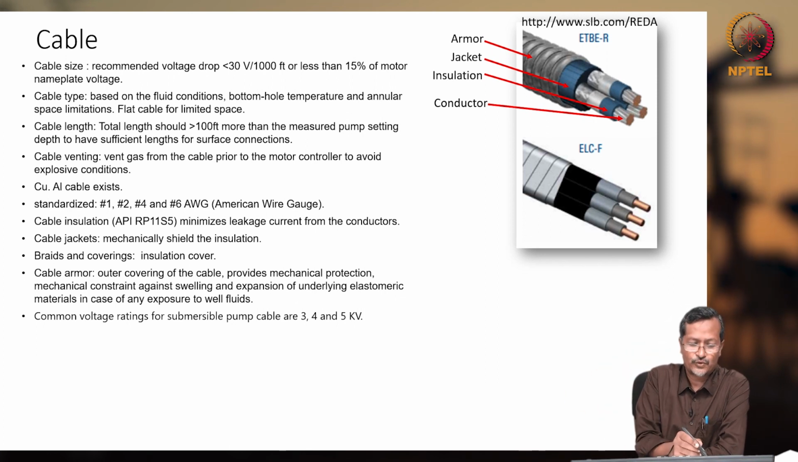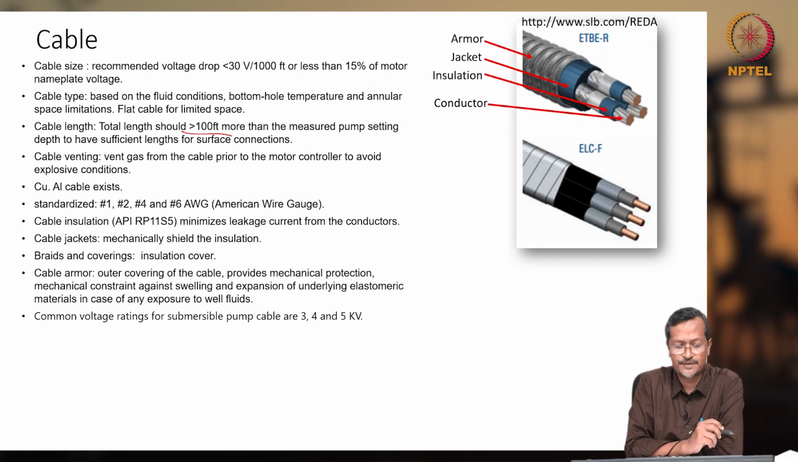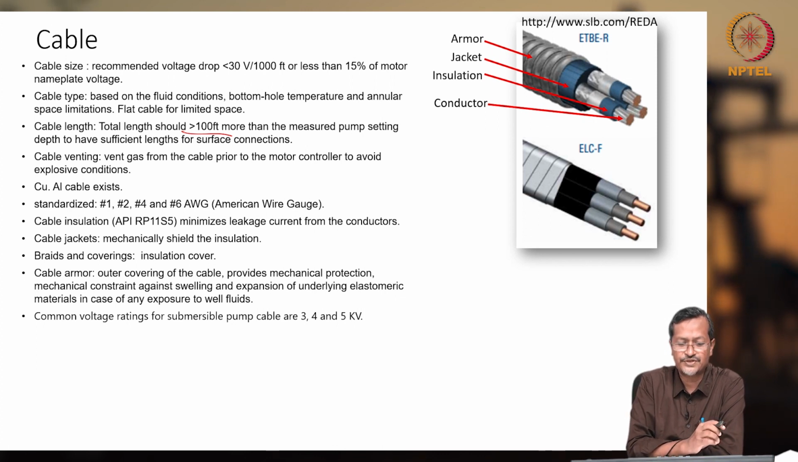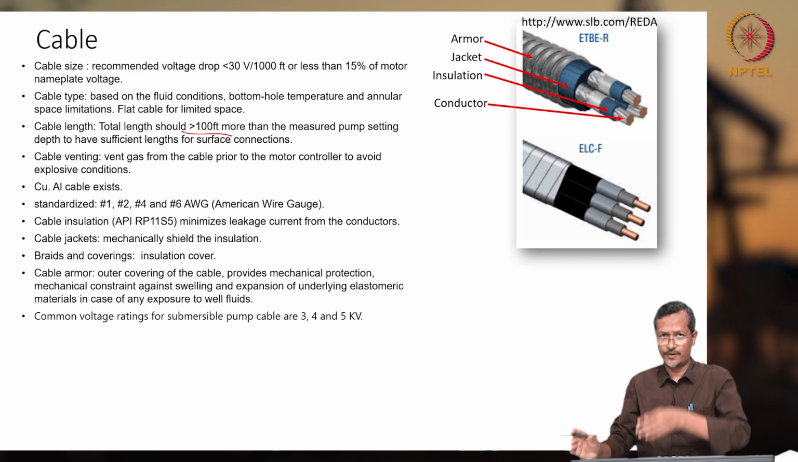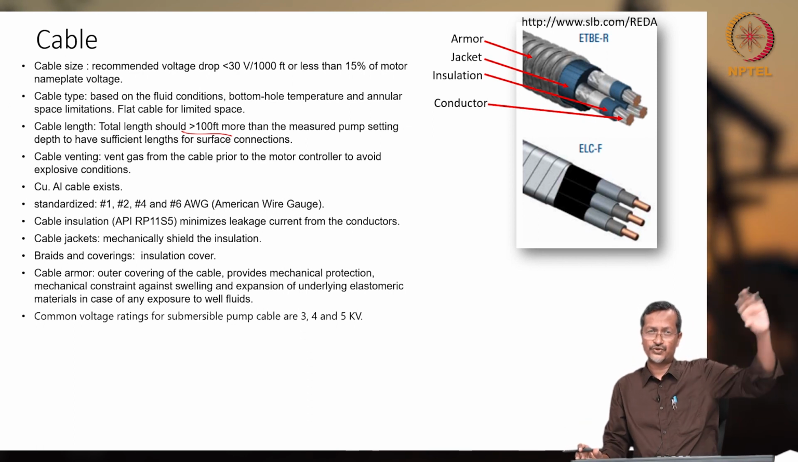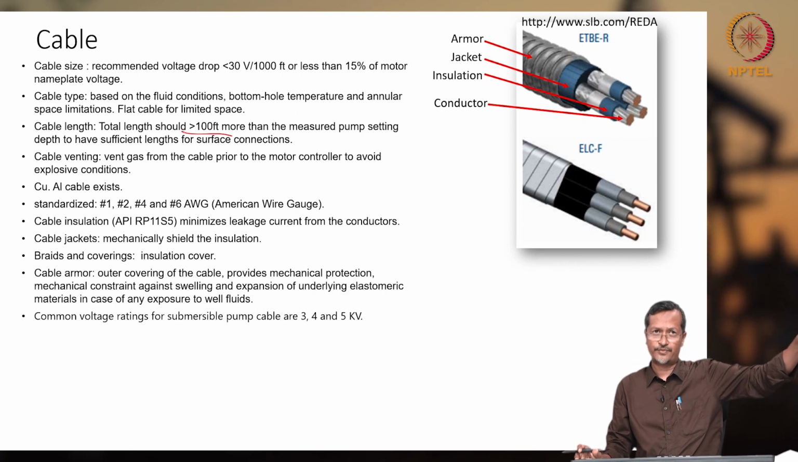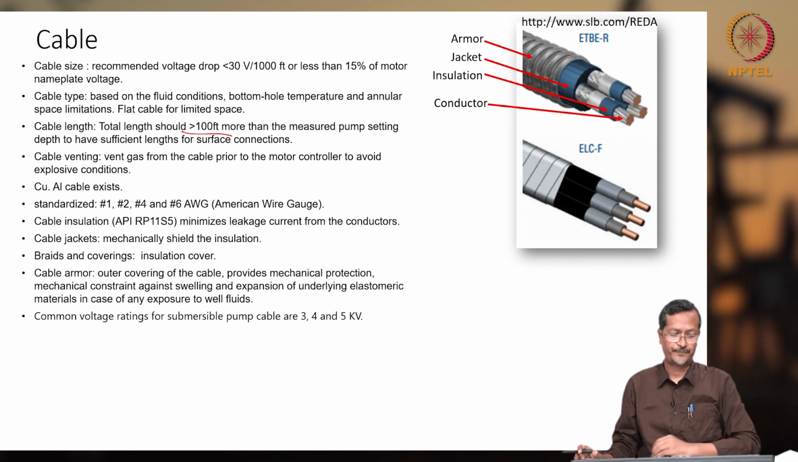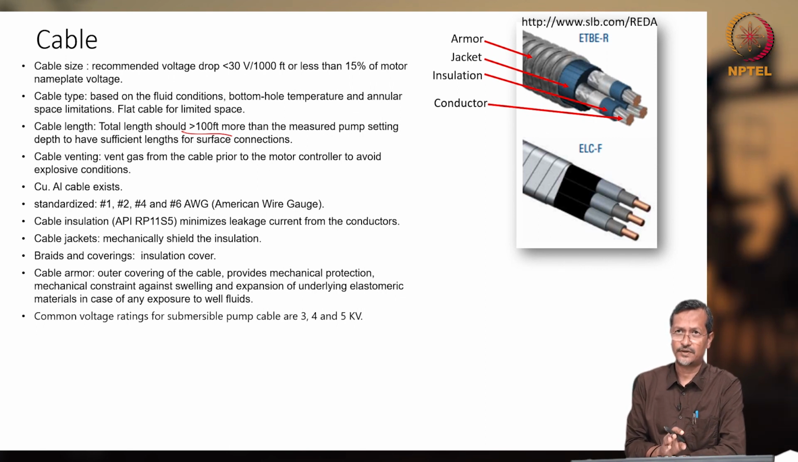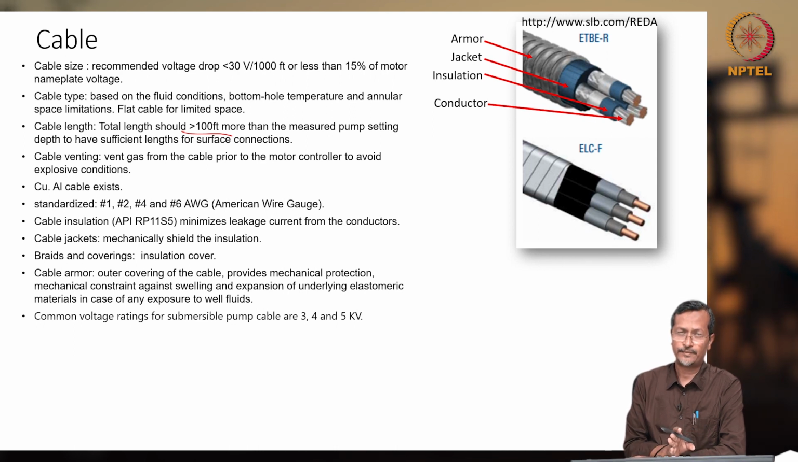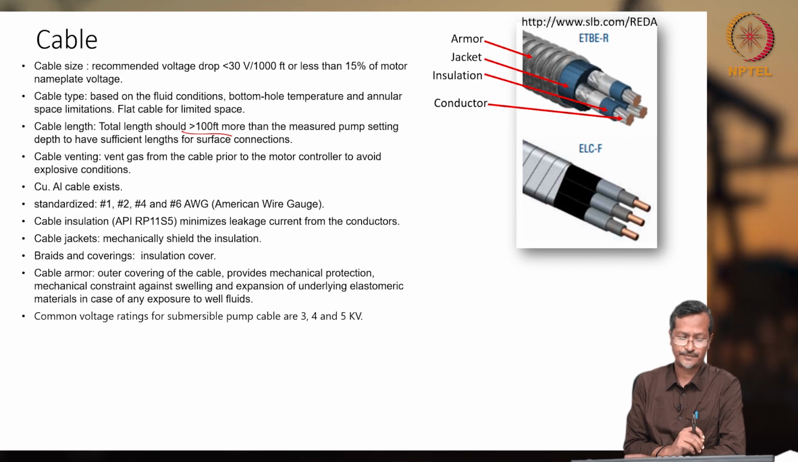Then cable length: the total length should be 100 feet more than the measured pump setting depth to have sufficient length for surface connections. The surface connection means well bore, then junction box to your switchboard. So all this length also you have to count and calculate. A cable vent or vent box should be there, so that any gas coming out from the well bore will go out from there. Copper or aluminum can be used for your cabling operations, but normally copper will be used.